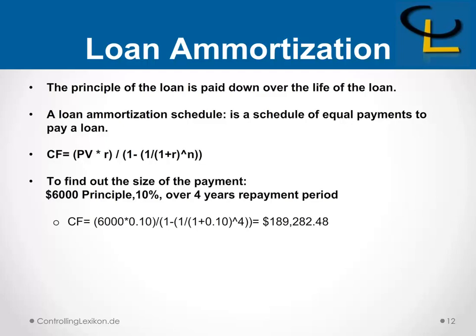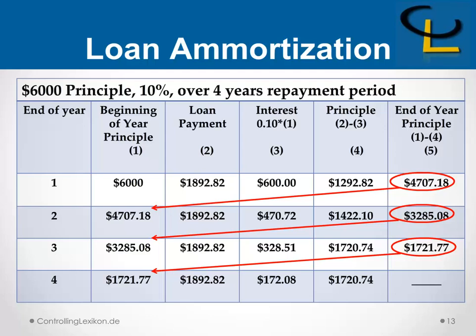And we begin calculating loan amortization by finding out the size of the payment. So, for example, if we have $6,000 principal and 10% interest rate over a 4 year repayment period, we apply these numbers to the formula. So cash flow equals 6,000 multiplied by 10% divided by 1 minus, between brackets, 1 divided by 1 plus 10% to the power of 4, and we get $1,892.82.